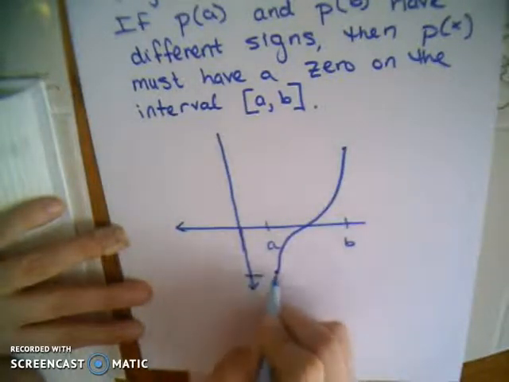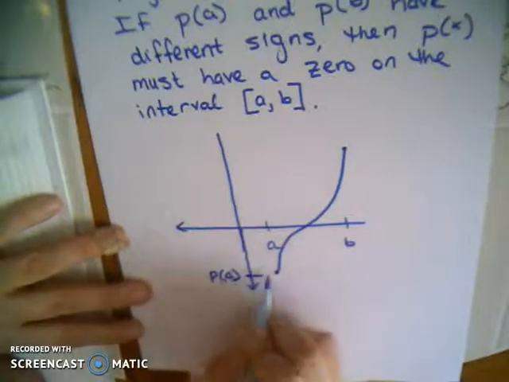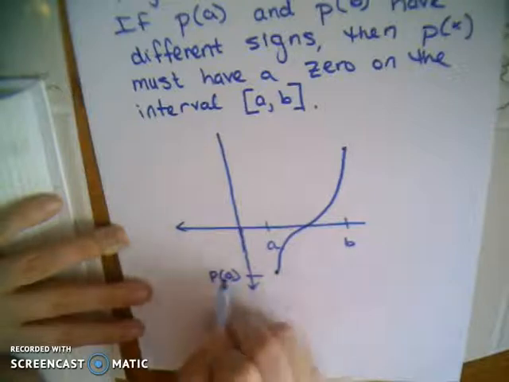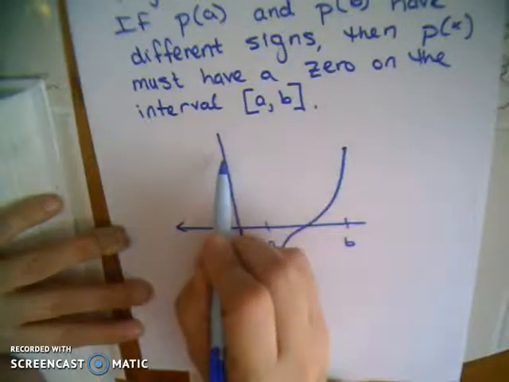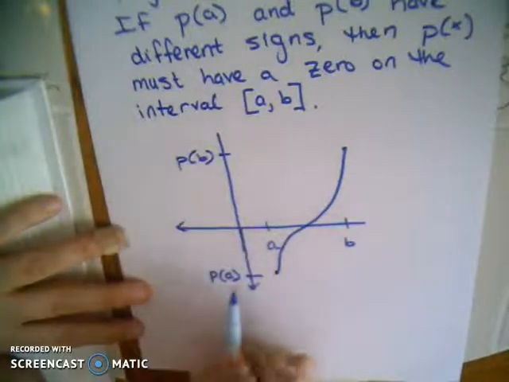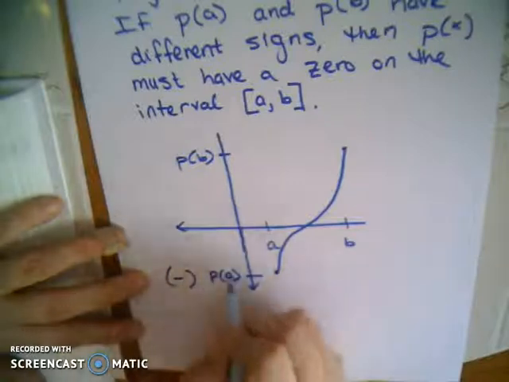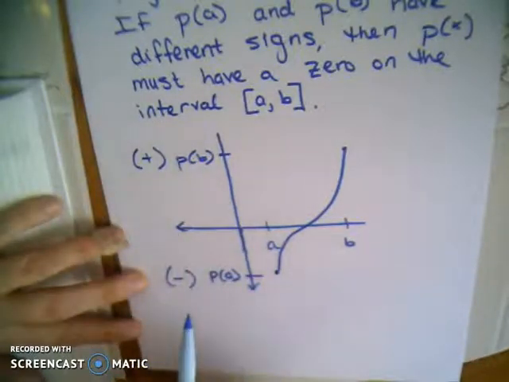So this value here is p of a. P of a is a y value. It's the output value from the function that we get back after plugging a into the polynomial. And p of b is up here. So p of a is a negative number because it's below the x-axis. P of b is a positive number because it's above the x-axis.